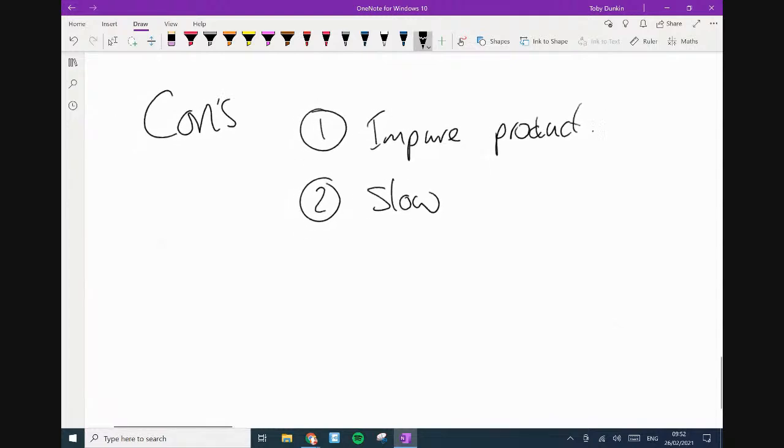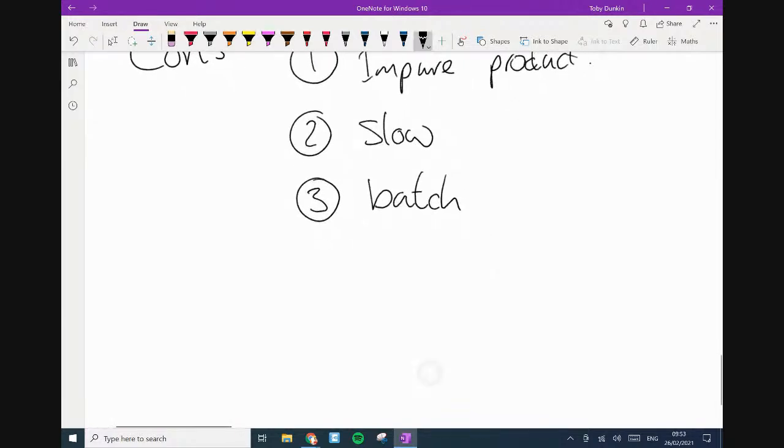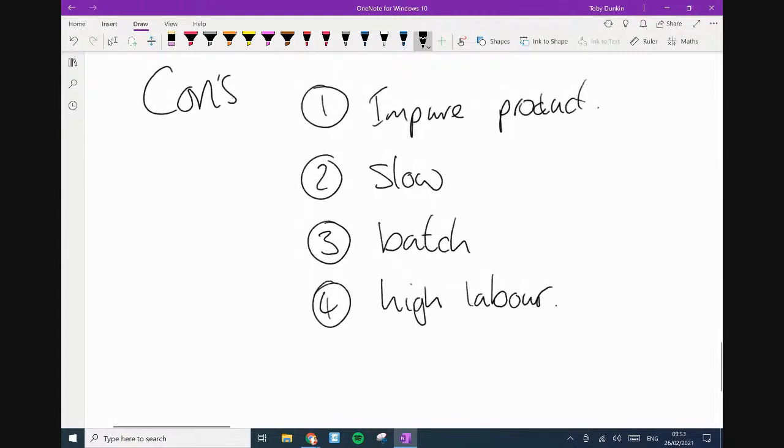So it's slow. The next thing is it is batch. What that means is once you've done a little bucket of this stuff, you've got to clean it out and start again. That's not good. If you want to make alcohol, you want to do it all the time. You just want it to be continuous. The next thing is it is high labor, which means it's usually quite expensive. Impure product, slow, it is batch, and it is high labor.